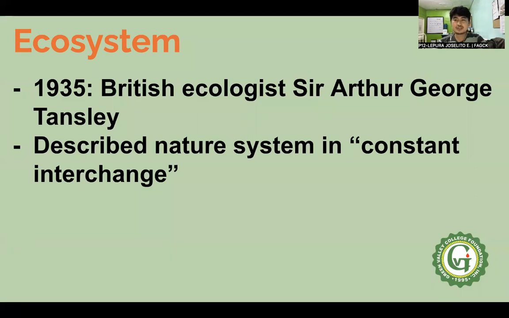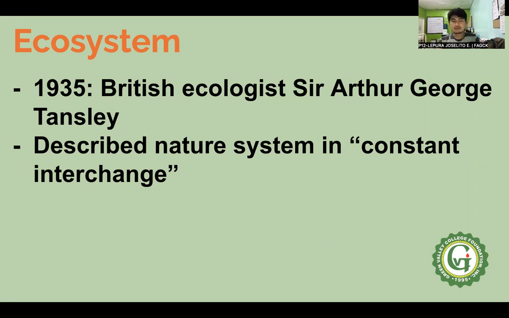Now, when you say components of ecosystem, let us go back to what is ecosystem. According to Arthur George Tansley, he described nature or ecosystem as a constant interchange. Ecosystem was first coined in 1935 by Sir Arthur, and we know that ecosystem is the interaction of living things or organisms to non-living organisms in a systematized manner. I know you know that, and I assume by now you are also preparing for your examination.